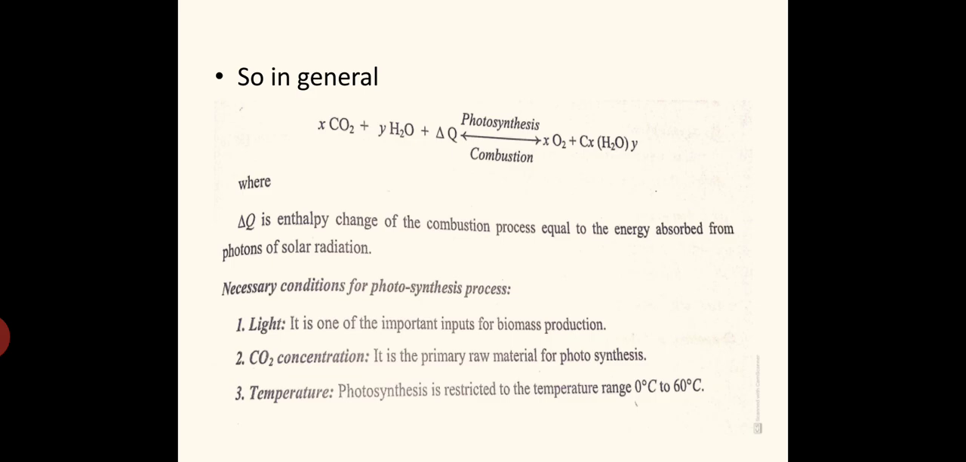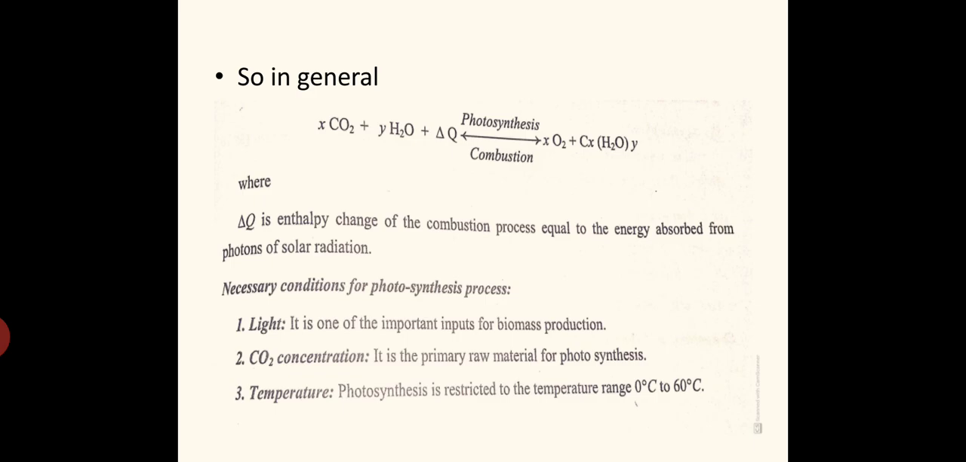On combustion of this biomass, the carbohydrate again combines with oxygen to release that energy already obtained from the solar radiation. So the necessary conditions for the photosynthesis process are, first, a must condition is light. It will happen only in the presence of light because energy is to be derived from the solar radiation. Now CO2 concentration is the primary raw material for photosynthesis, and also photosynthesis maintains the carbon content in the atmosphere. That also is very important, so it has to happen continuously, so it is good for us.